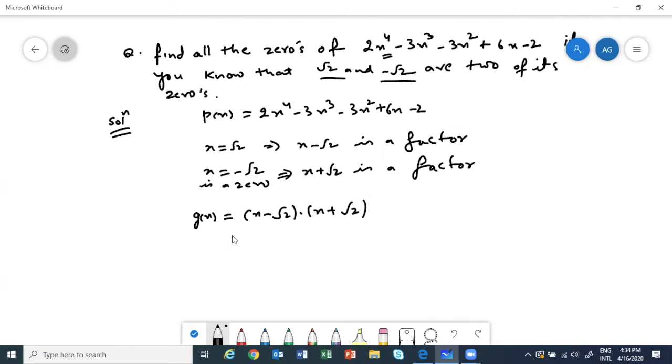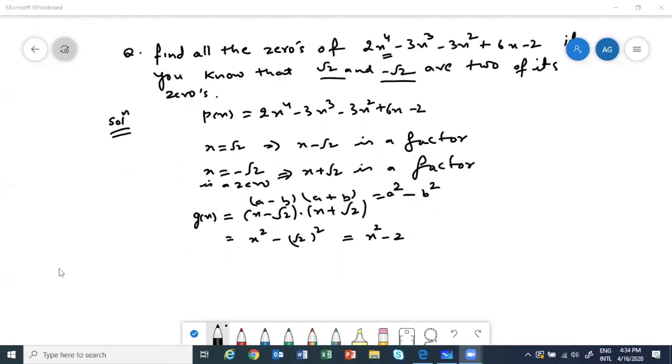Okay. So what will happen? This is like a minus b into a plus b, isn't it? So we can use the identity. What is it? Without actually multiplying, we'll get a square minus b square. So what we'll get? x square minus root 2 whole square, which is equal to x square minus 2. Till here, any doubt? Good.